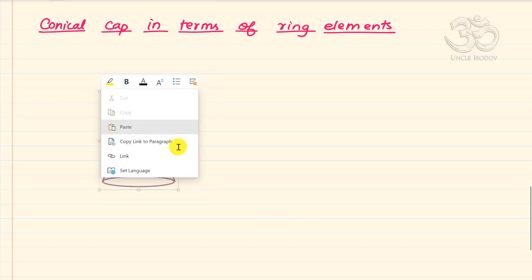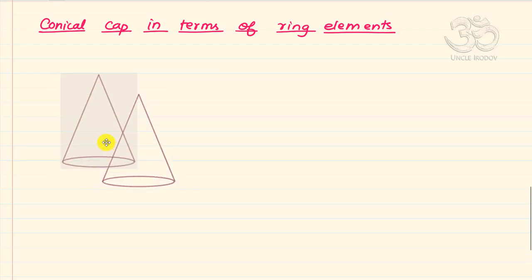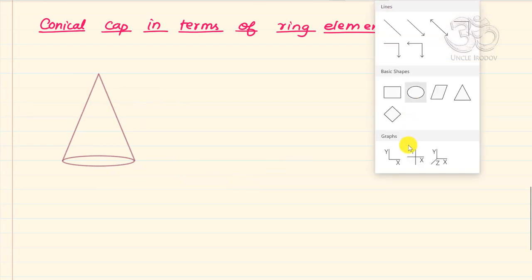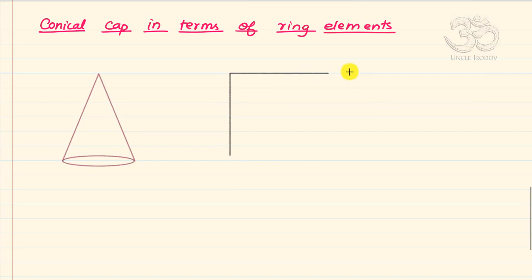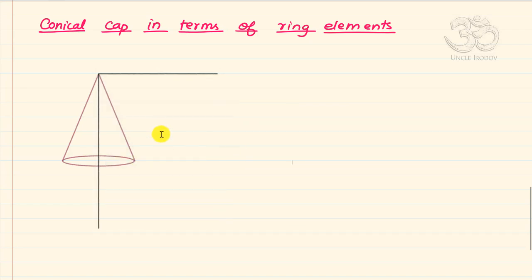So let's take this conical cap and let us take that same coordinate axis system. The x-axis to the right, the y-axis down, so something like this. This is the axis system which we had taken previously, x to the right, y down. And what we do is we take a certain height from the top.